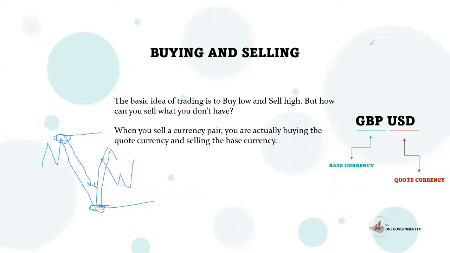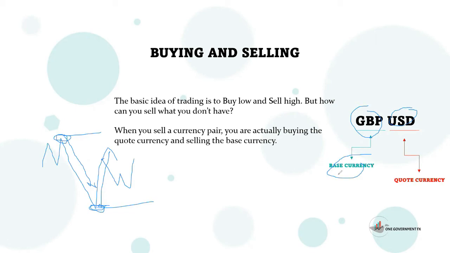When you sell a currency pair, you're actually buying the quote currency and selling the base currency. This is the reason why you can sell what you don't actually have. In a currency pair, we have said this is the base currency, the first currency in the quote, and the quote currency is the second currency in the quote. The base currency is the currency you are focusing on, while the quote currency is the currency you're looking at it against.